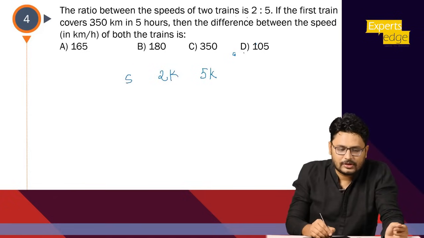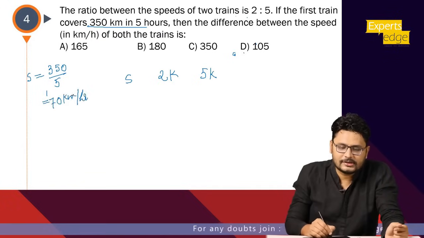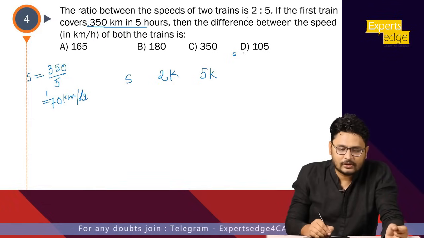So what is the original speed? First train's speed is 350. Speed is nothing but the distance upon time, right? 350 by 5, that is nothing but 70 kilometer per hour. Okay? What is this? The first train's speed. Now what he is asking is the difference of both of them.